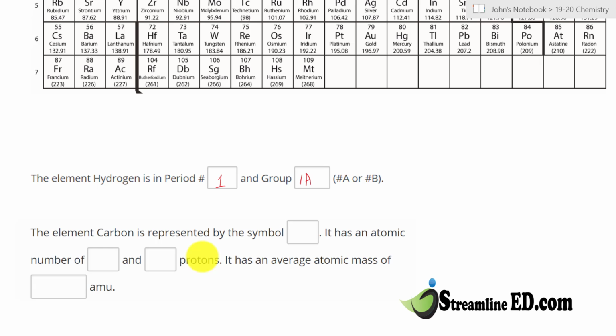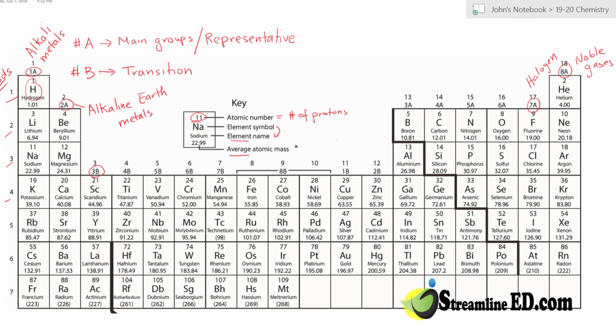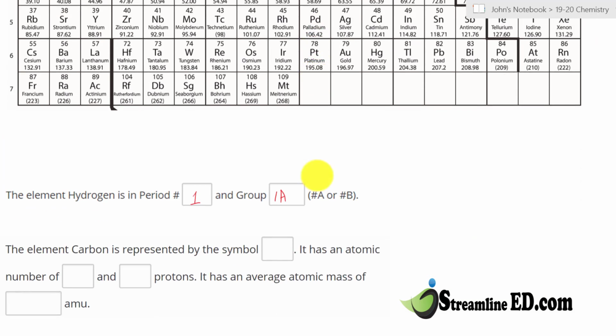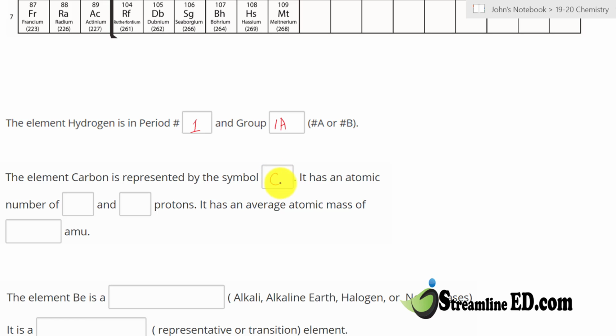Now let's look at the element carbon, which is represented by a symbol. Well, let's go back and look at carbon. Carbon's right here. We have atomic number 6. The symbol is C. And then the average atomic mass is 12.01. So the symbol is C, and it has an atomic number of what? Well, we just learned that it is 6.